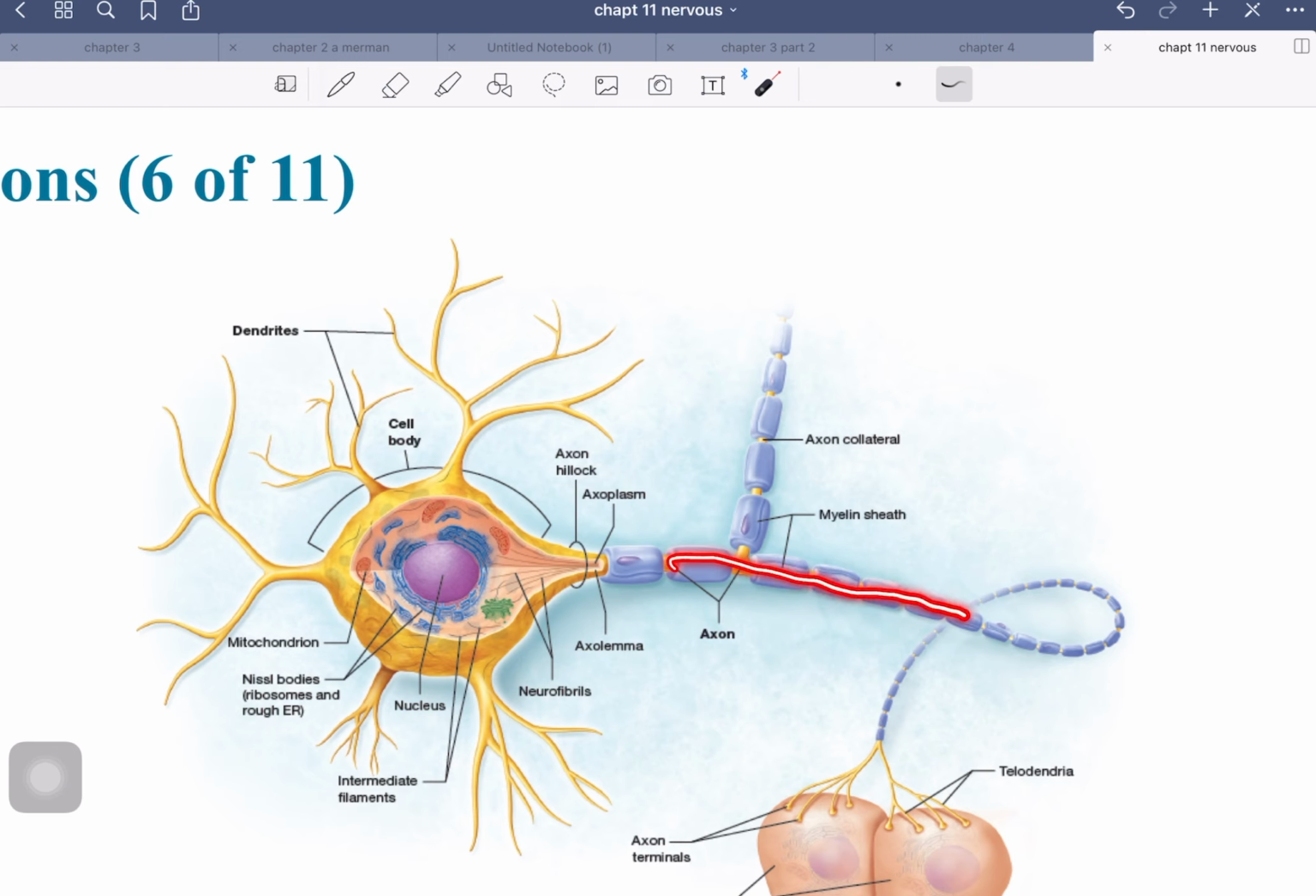Many axons just run straight. Some of them do have branches, which we call collaterals. Right? And we'll come back and talk about the myelin sheaths in later videos.